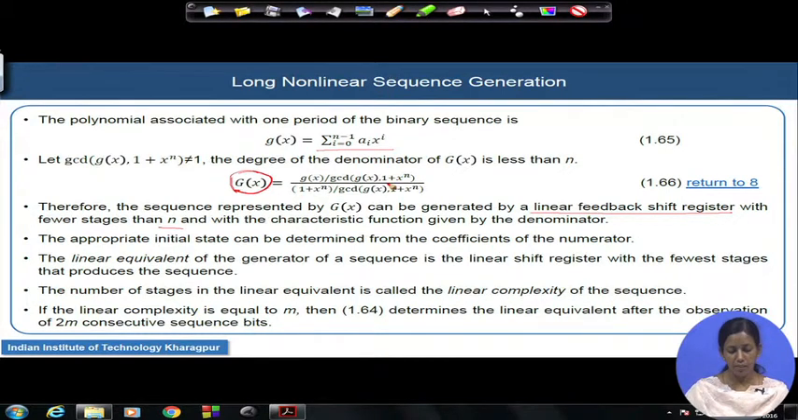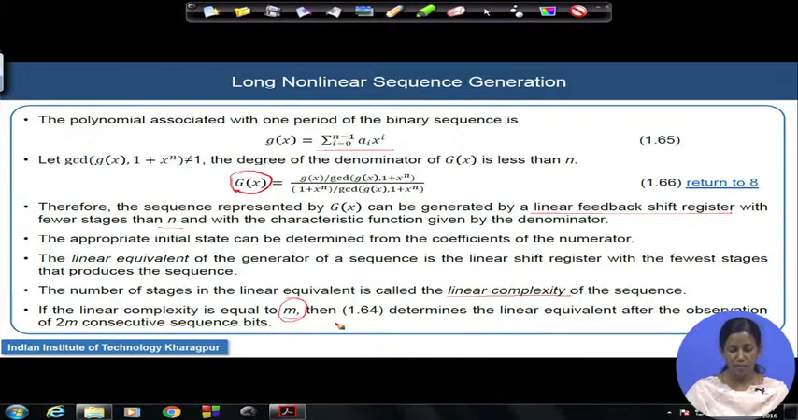The linear equivalent of this sequence, that is, of any linear shift register sequence with very few stages, we call the linear complexity of the sequence. If the linear complexity is equal to small m, then the linear equivalent can be determined by observing 2m successive bits, by the expression we have seen last, shown in equation 1.64.